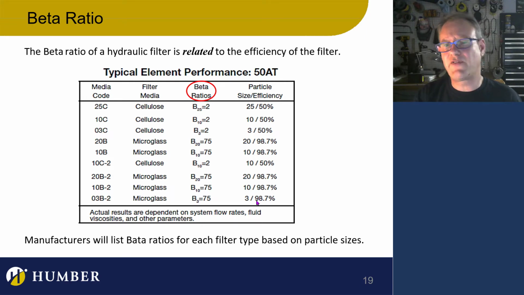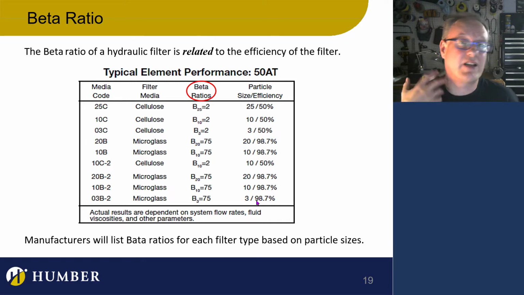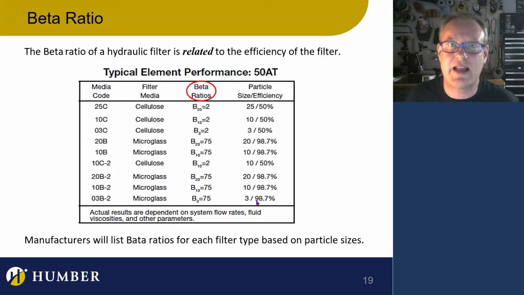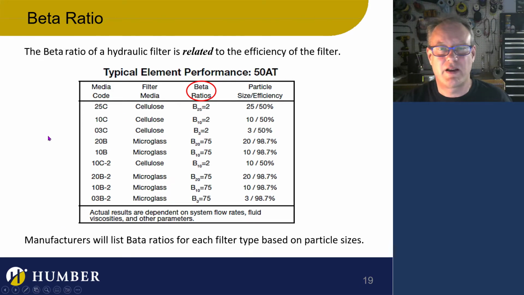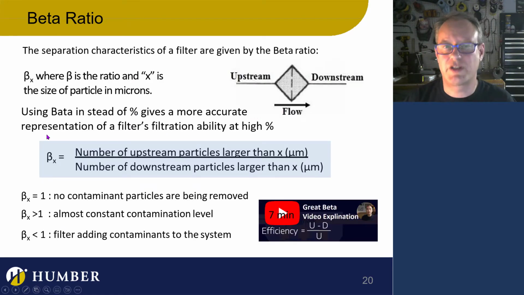But what happens if I got a filter that was 99%? 0.3% more. Well, the beta ratio is going to go up to like 150 or 200. If it was 99.5%, the beta ratio is going to touch 1,000. If it was 99.99%, the beta ratio is going to be like 10,000. It's going to be really, really large. So essentially, beta ratios are really good at showing you how well a filter filters beyond that 98 or 99% filtration. Let's take a look at the formula and maybe wrap our head around this a little bit more.